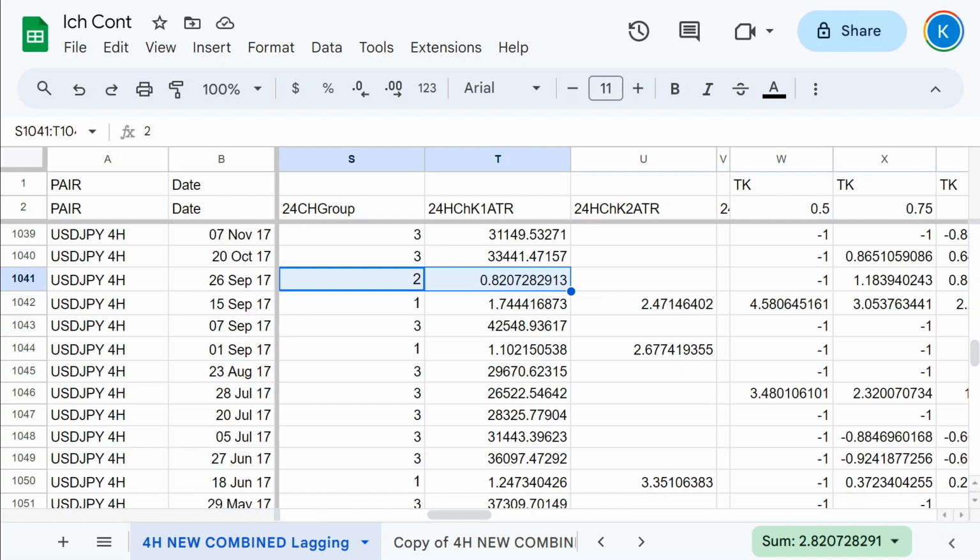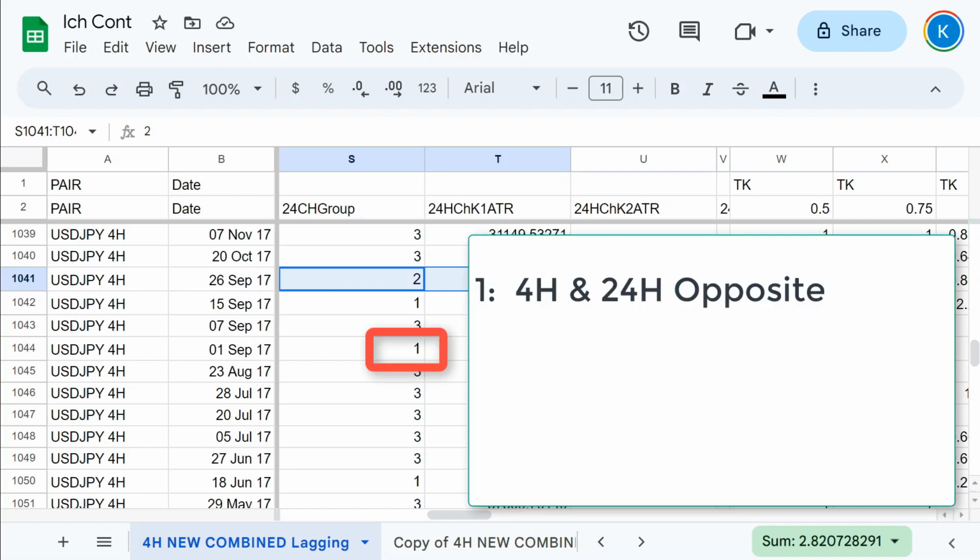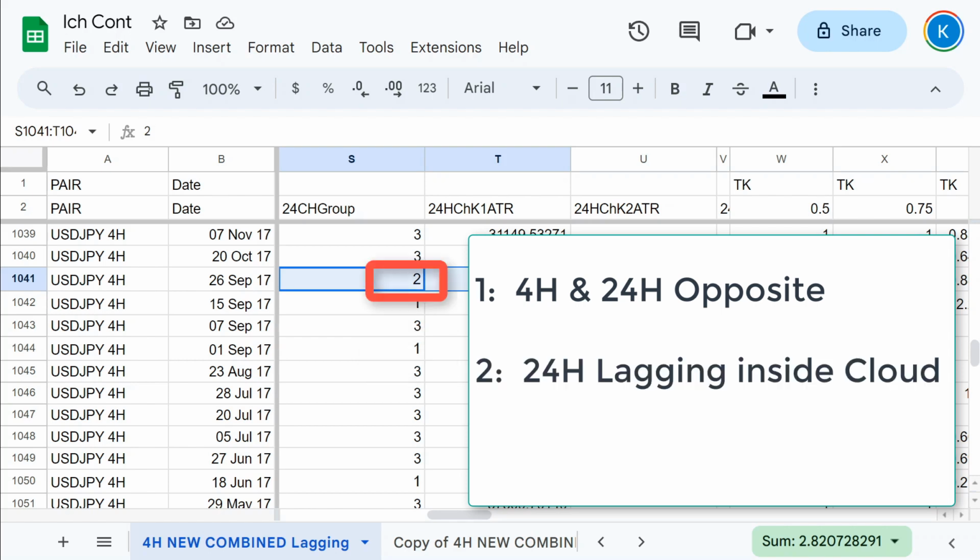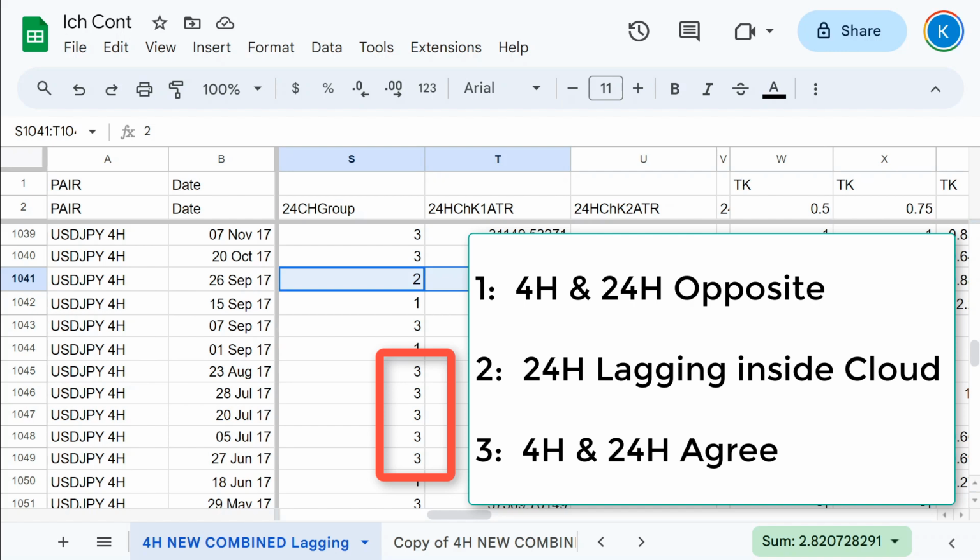We went over all these 4-hour bounce trades in a previous video. I went back to each of these and cross-referenced it with a daily chart. I labeled them as 1 if it's an opposite signal, 2 if the daily lagging is inside the cloud, and 3 if the 24-hour agreed with the 4-hour.